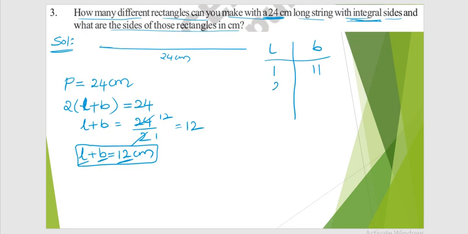The same way, if I take length is equal to 2, then breadth will be 10 centimeters. If length is equal to 3, then breadth will be 9. If length is equal to 4, then breadth will be 8 centimeters. Next, if length is equal to 5 centimeters, then breadth is 5 centimeters. If length is 6, then breadth is 6. Next, if I take it as 7, I will get 5, which is already repeated here. So I can stop here. No need of considering further values.